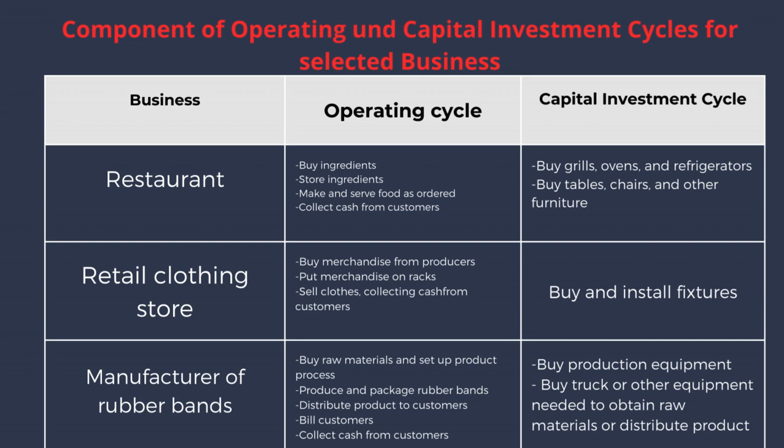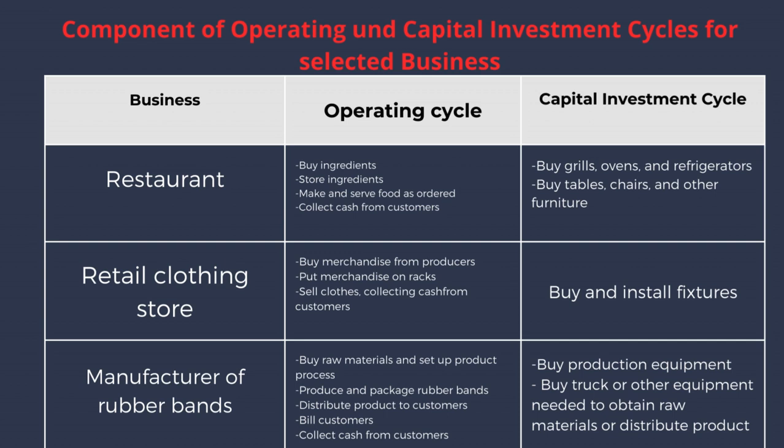Collect cash from customers. Retail clothing store: Buy merchandise from producers. Put merchandise on racks. Sell clothes, collecting cash from customers. Manufacturer of rubber bands: Buy raw materials and set up product process. Produce and package rubber bands. Distribute product to customers. Bill customers. Collect cash from customers. Capital investment cycle.